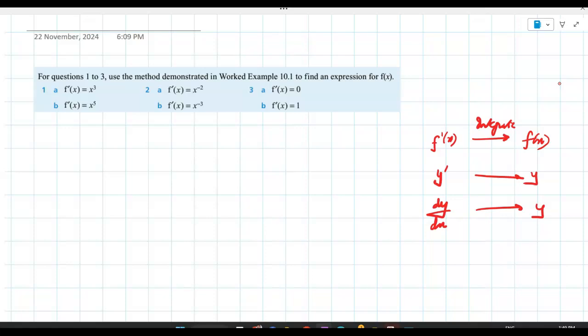Which one are you saying? 3a, would that just be c? If the derivative of something is 0, what is my original function? It has to be a number, c. Integration is antiderivative. Then all these are direct simple applications. You have to integrate each of them.